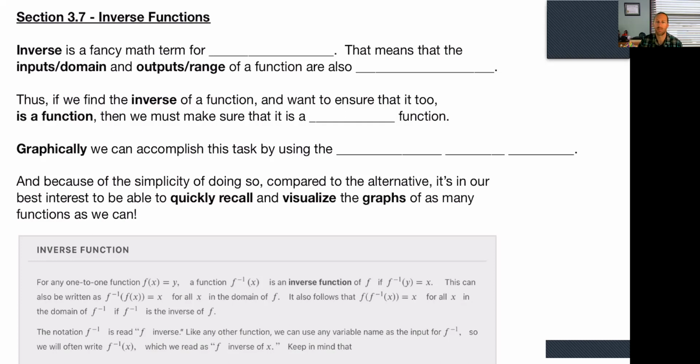Well, inverse is just a fancy math term for the reverse. In other words, when you have addition, how do you undo that? Well, the reverse of adding is subtracting, multiplying, dividing, squaring, square rooting, logarithms, exponents, exponential, right?